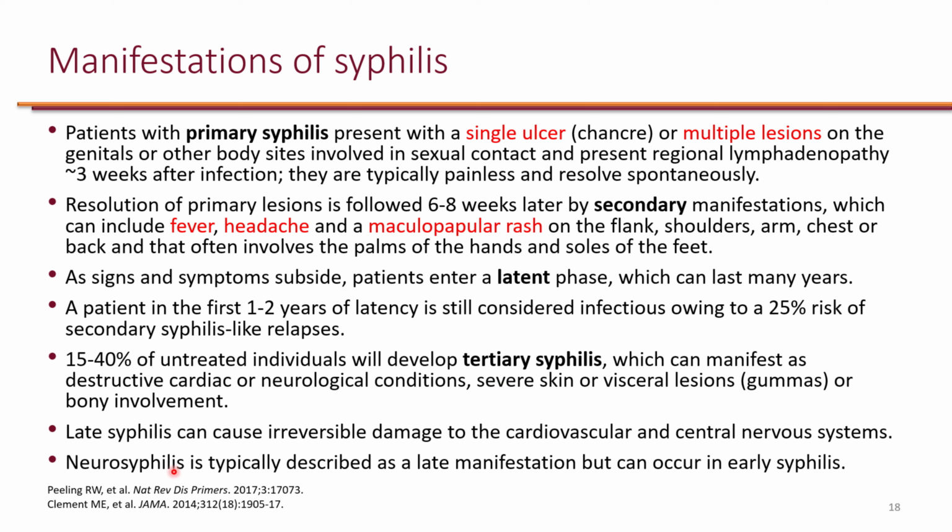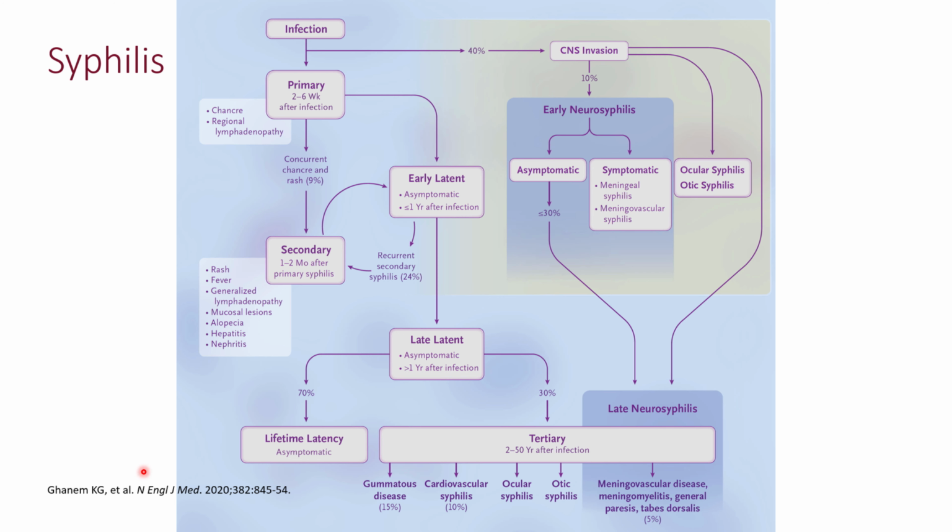And neurosyphilis specifically, which is typically thought of as tertiary syphilis, can really happen at any time. So even someone who has primary syphilis, it's not as common, but someone with primary syphilis can develop neurosyphilis pretty quickly. And neurosyphilis can damage the brain. So this is something that needs to be treated seriously.